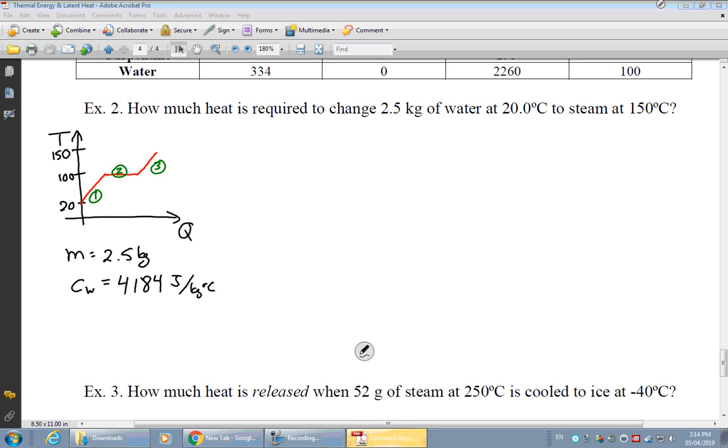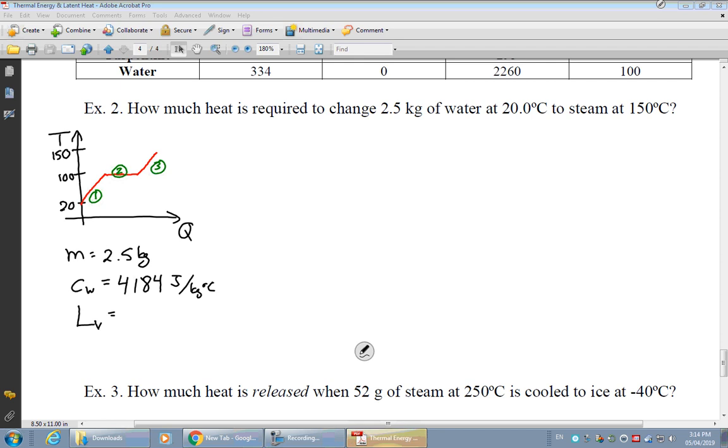And we also need to know a latent heat value. So we need an L, but we need to think about, do we need the latent heat of fusion or the latent heat of vaporization? And in this case, we've got something that is vaporizing. It is changing from a liquid to a gas. So we want LV, the latent heat of vaporization.